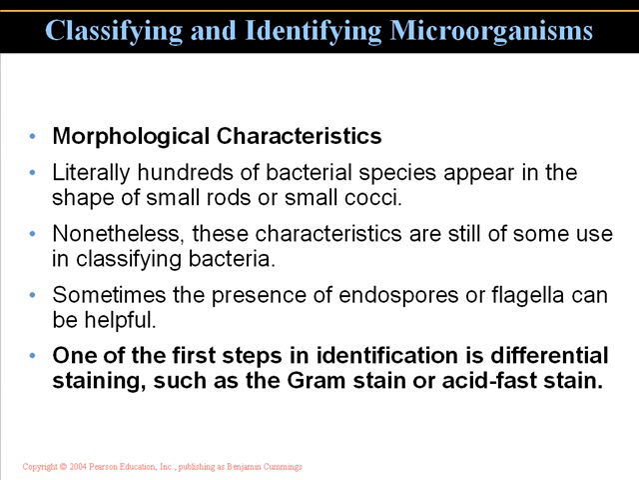There are hundreds of bacteria that appear to be in shapes of rods and small cocci, which we've talked about already previously. You've also had an opportunity to identify some of those in your labs. Many of these characteristics are still used in the classifying of certain bacteria, and sometimes the presence of endospores or flagella, which is why we pay particular attention to microorganisms with endospores, why endospore stains are important to us, and why understanding the placement of flagella is important, because we can use the presence of these types of structures in helping us to classify and identify particular microorganisms.